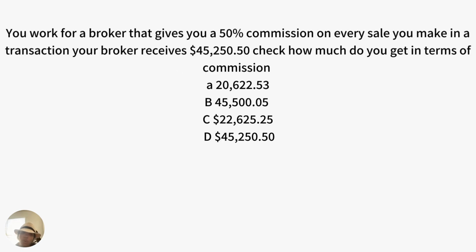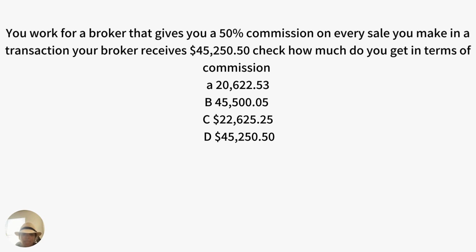All right. You work for a broker that gives you a 50% commission on every sale you make. In a transaction, your broker receives a $45,250.50 check. How much do you get in terms of commission? So it's a 50 split. Your broker got a $45,250.50 check. How much do you get in terms of commission, guys?